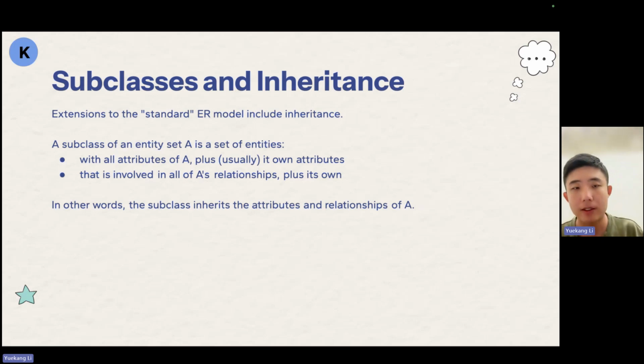So a subclass of entity set A is a set of entities with all attributes of A plus its own attributes, and it is involved in all of A's relationships plus its own relationships. So in short, the subclass inherits the attributes and relationships of the parent class and has its own attributes and relationships. The concept is very similar to the inheritance concept in OO design.